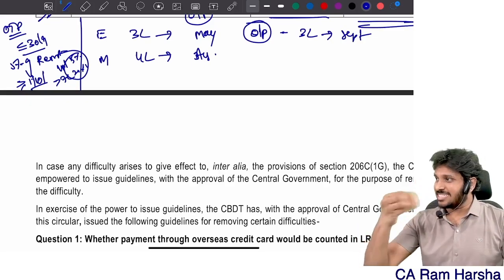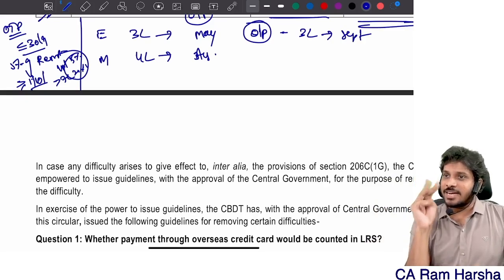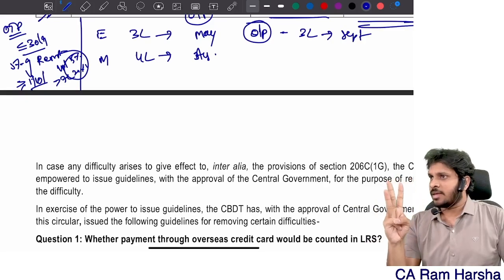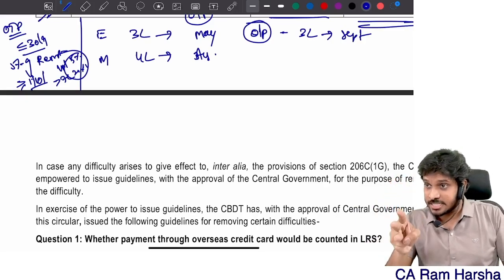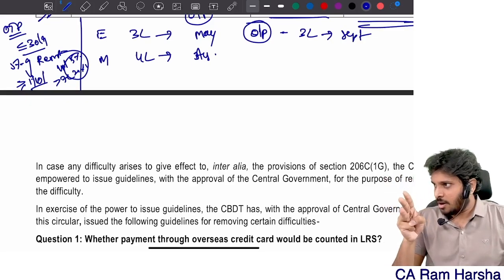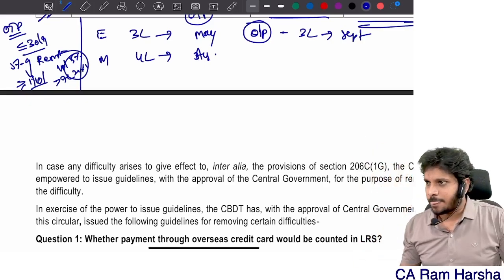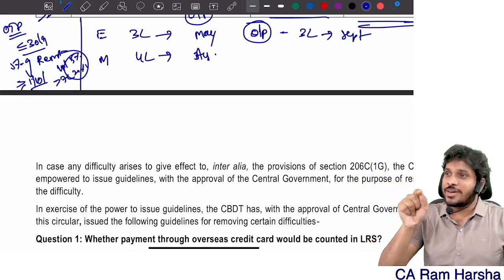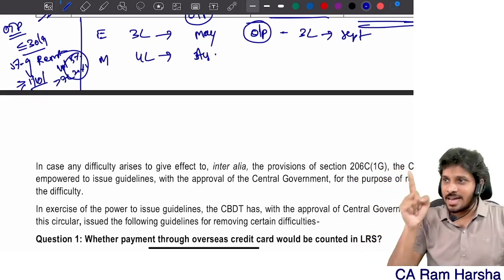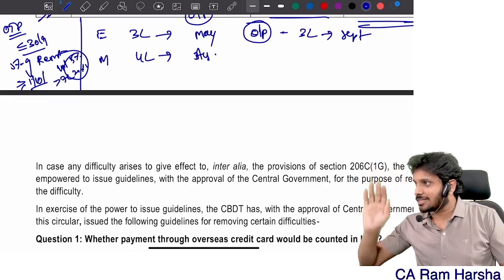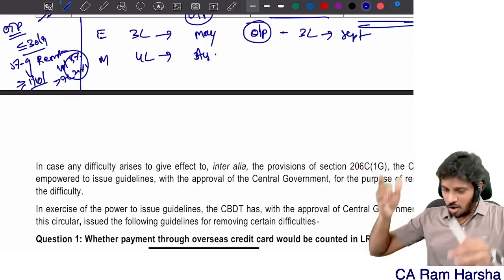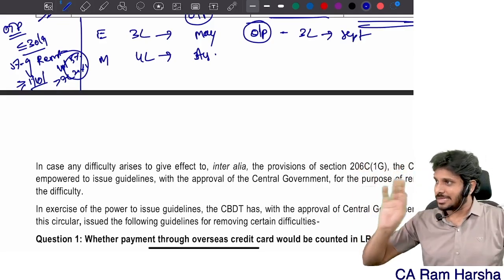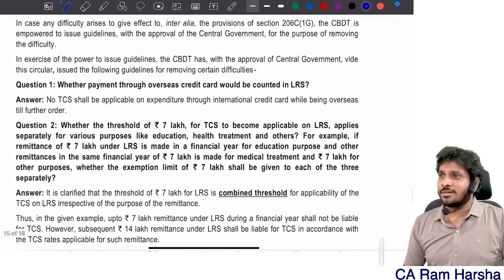You remitted more than 7. Right now you are remitting another 3 lakhs extra. 7 is over already, 3 lakhs you are remitting. Is it before 1st October? Check. Yes, it is before 1st October. Whatever the purpose, it is 5%. Suppose it is after 1st October, I will see what purpose. Education and medical, 5%. Other than education and medical, 20%. That's it. Easy. The provision is over. Are you clear?